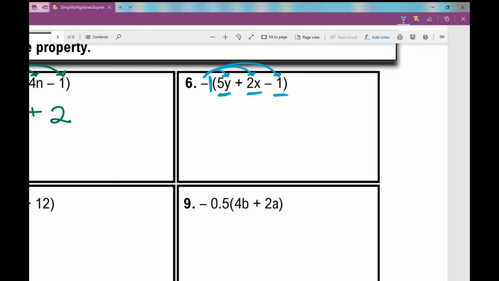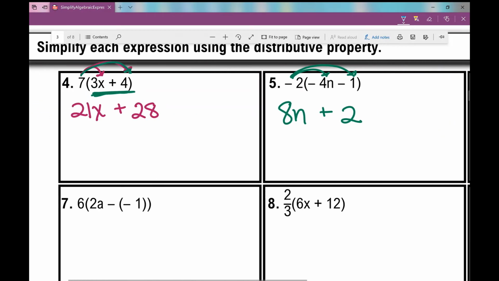Negative 1 times 5y is negative 5y. Negative 1 times 2x is negative 2x. Negative 1 times negative 1 is positive 1. How many terms do I have in my answer? 3. Boom. I'm done. Let's move on to number 7.